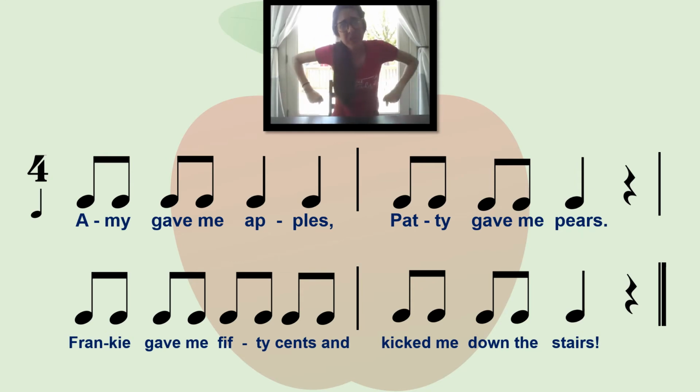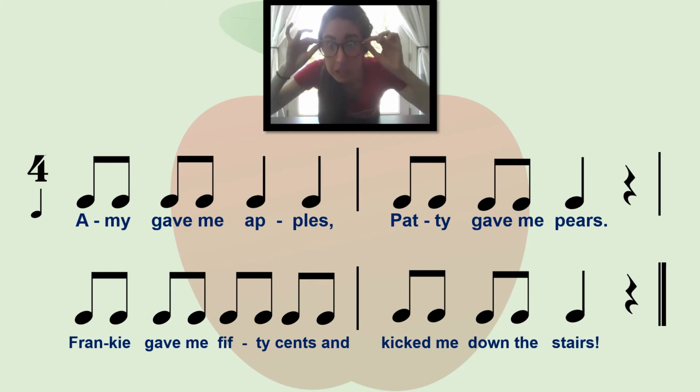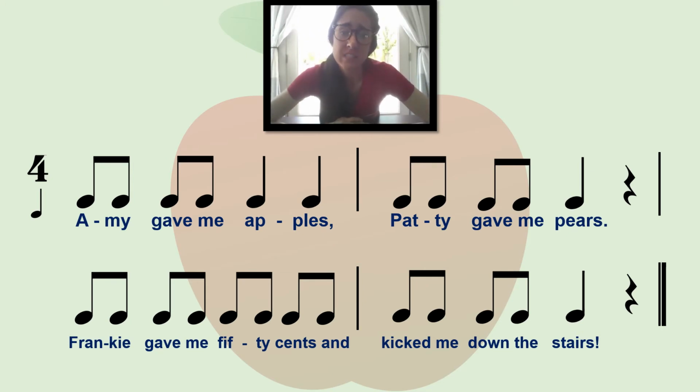Who is the mean one in this poem? Frankie. Don't kick people down the stairs. Don't kick people at all. All right, can you say it with me? With words? Here we go. Amy gave me apples. Patty gave me pears. Frankie gave me 50 cents and kicked me down the stairs.